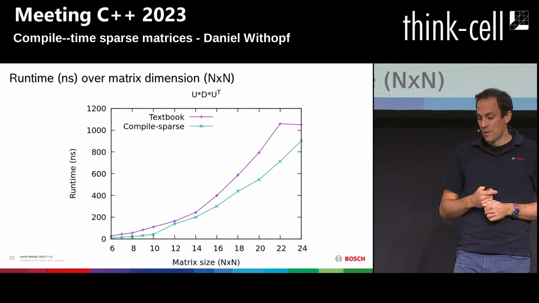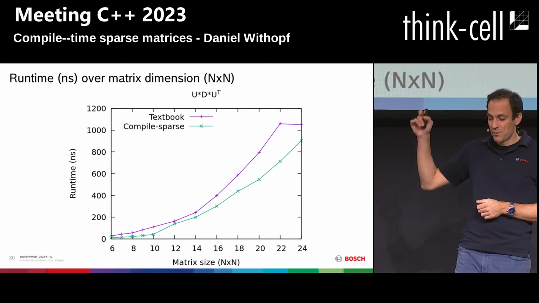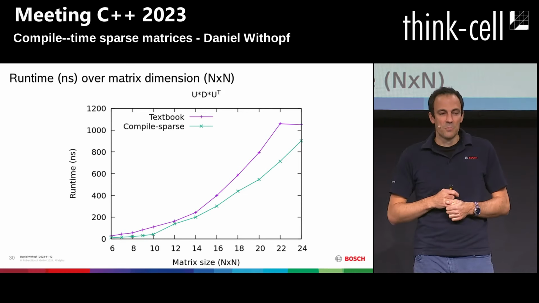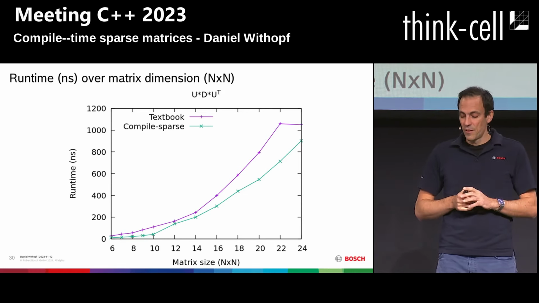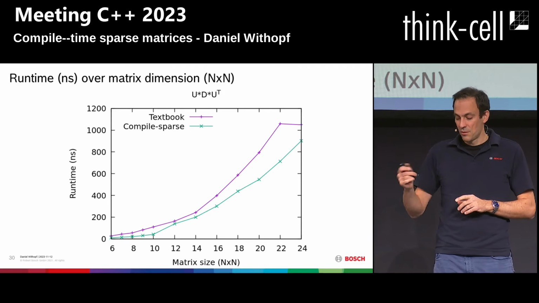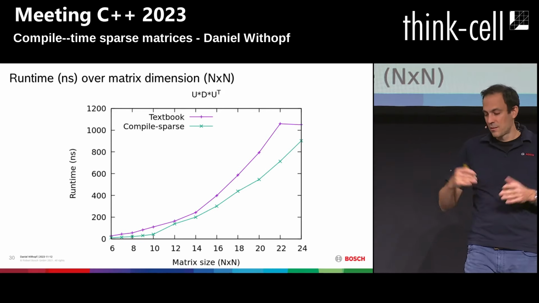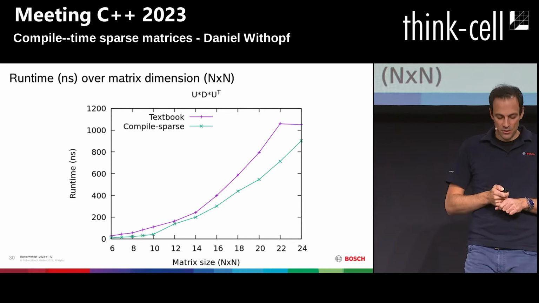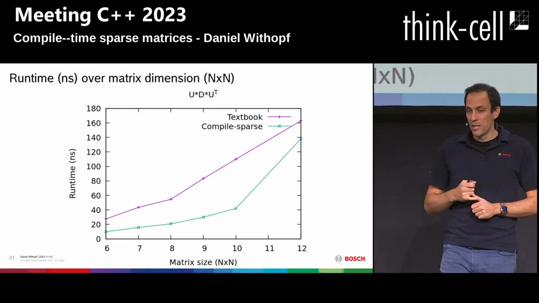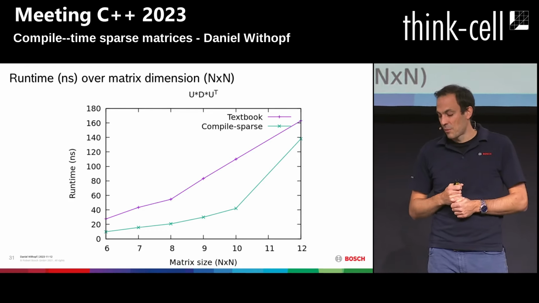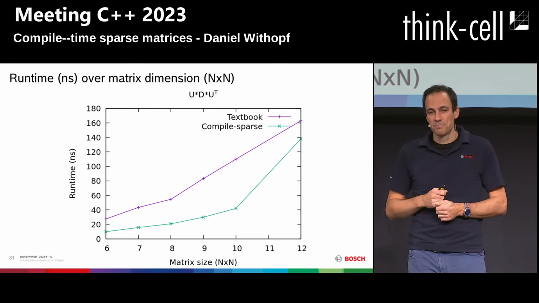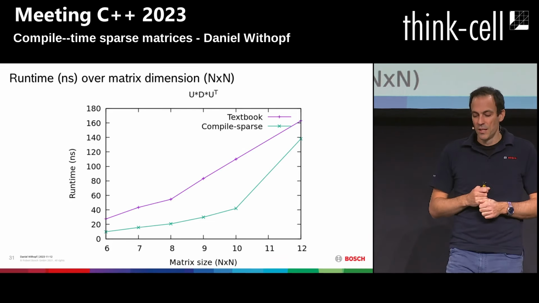And you can already see that the textbook algorithm is sort of efficient, but the compile time sparsity is better in certain cases, especially in the very small values. I also have that on the next slide. For larger values, there's still a benefit, but it's maybe 20% or so, so not that much. For the small matrices, it really can make up to a difference of 50% in runtime between the two algorithms.